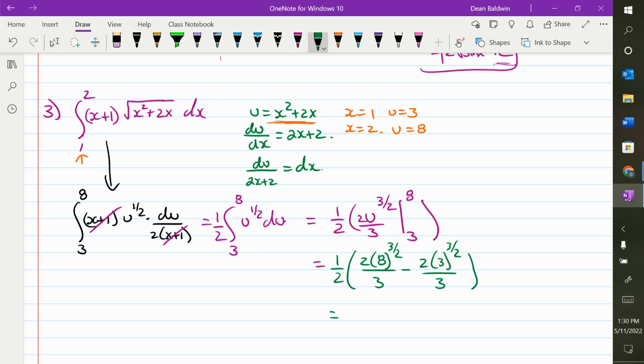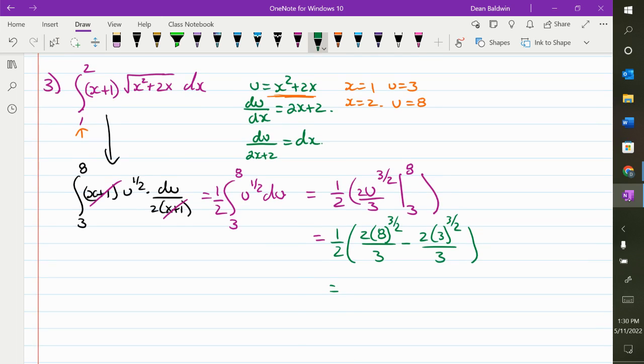Did anybody do it? I don't know what the answer is. 2.905? Did people get 2.905? 8% squared, not a chance. Oh, you didn't have to replace the u. No, that's why you can do it that way, right? If you want to replace the u, you don't want to use the 3 and the 8.